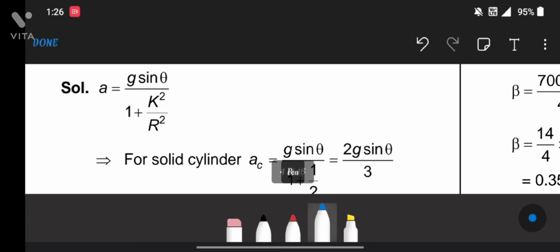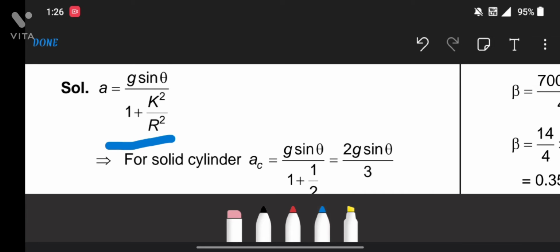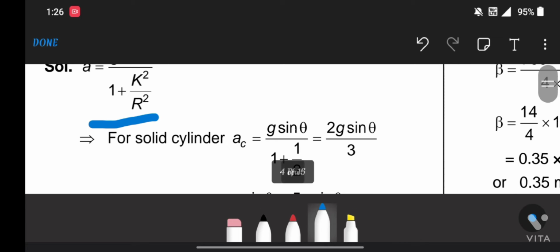Now the important thing here is we have to take this formula. What is the formula? That is a is equal to g sine theta by 1 plus k square by R square. Now for a cylinder, let us take it as a_c. Let us solve it. It is a little bit big and tough formula, so we will make it a small formula.